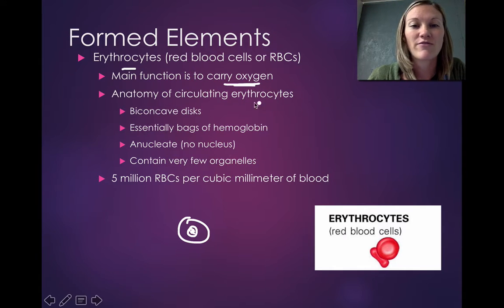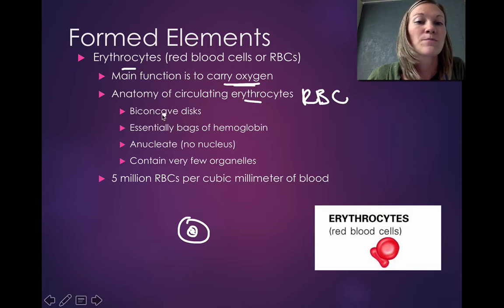So the anatomy of those circulating erythrocytes or red blood cells is that they are made up of a biconcave disc, which you can see here. So it's kind of circular on the outside and then biconcave on each side. They're essentially bags of hemoglobin. Hemoglobin is going to be what helps the oxygen attach to the cell.